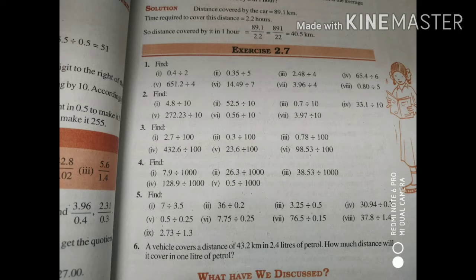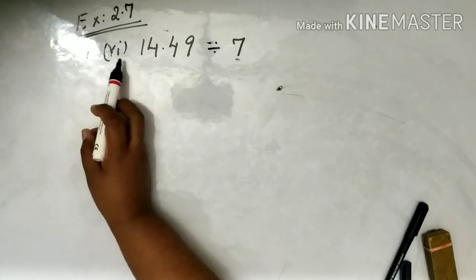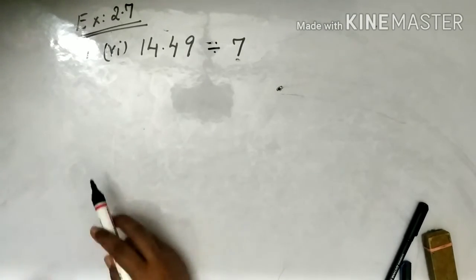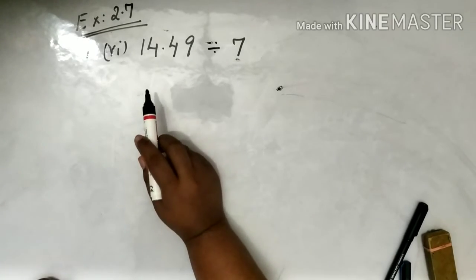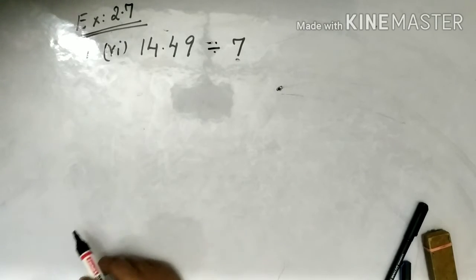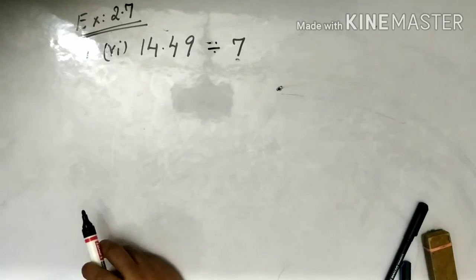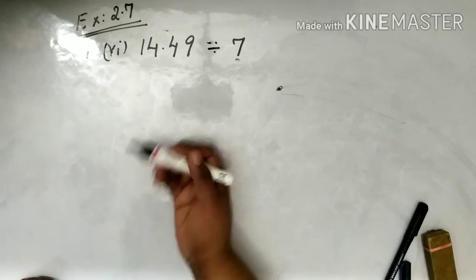Now let's move to exercise 2.7. The first question, part 6, says to divide 14.49 by 7. Now which case is this? This is division of a decimal number by a whole number. So the first step, what we have learned, is to convert this decimal number into a fractional number.